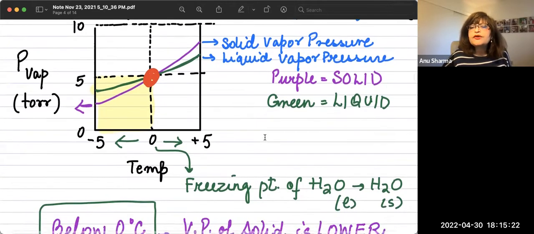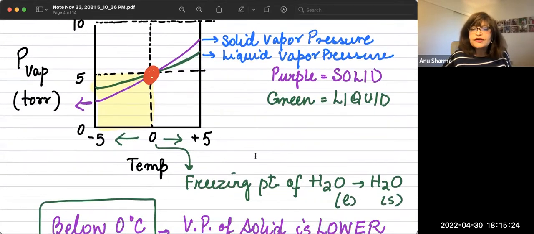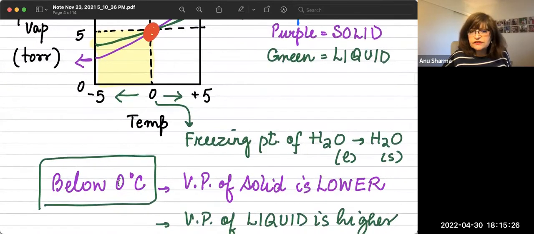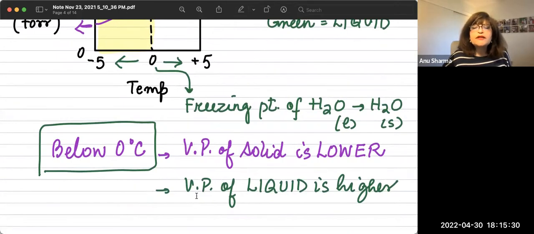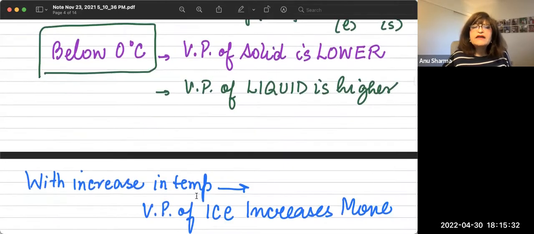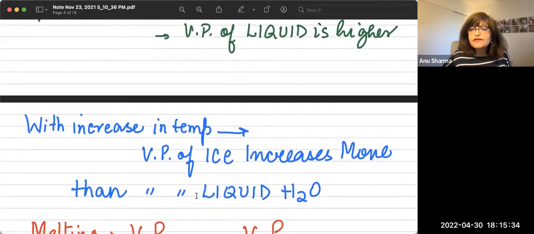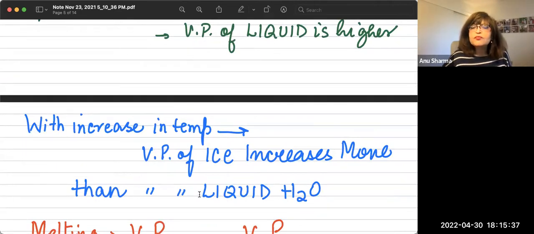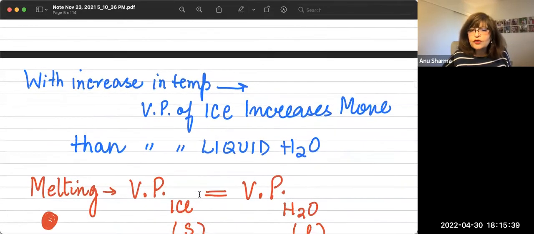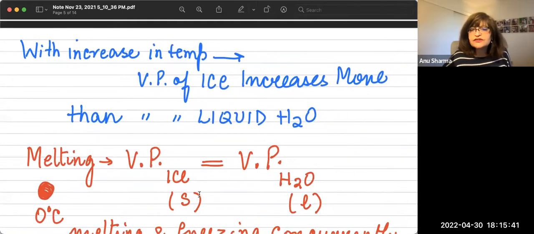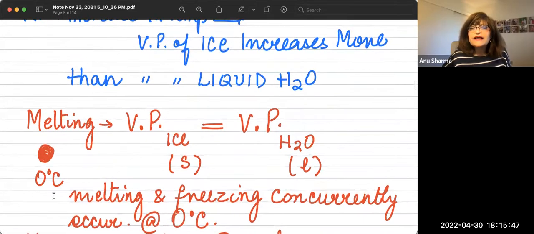So the freezing point of water is shown at 0 here. And we see that below 0 degrees, the vapor pressure of solid is lower, and the vapor pressure of liquid is higher. With the increase in temperature, the vapor pressure of ice increases, so more than the vapor pressure of the liquid water. That means that melting occurs. When the vapor pressure of ice as a solid becomes equal to the vapor pressure of water as a liquid, that's at 0 degrees Celsius. That's where melting and freezing concurrently occur at 0 degrees.